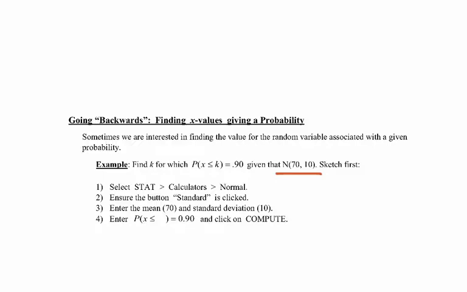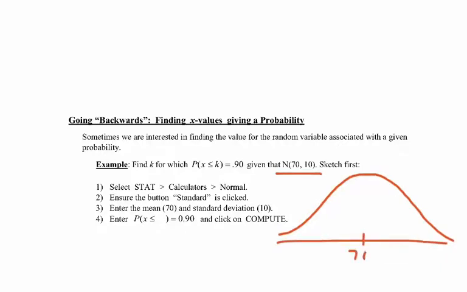So I'm going to make a quick picture of what this would look like, and I want you to do the same thing. So we've got our normal distribution. We know that 70 is in the middle. So they want the probability that x is less than some number k to be equal to 90%. So before we put k on the graph, I want you to think about what side of the mean k would need to be on in order for the probability below it to be 90%. Think about that for a second because that's a really important thought.